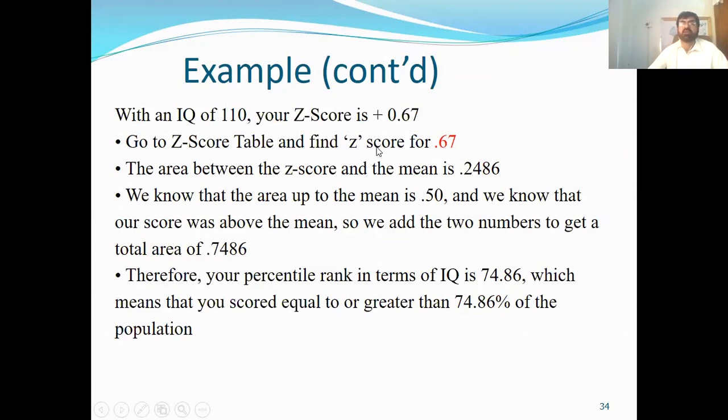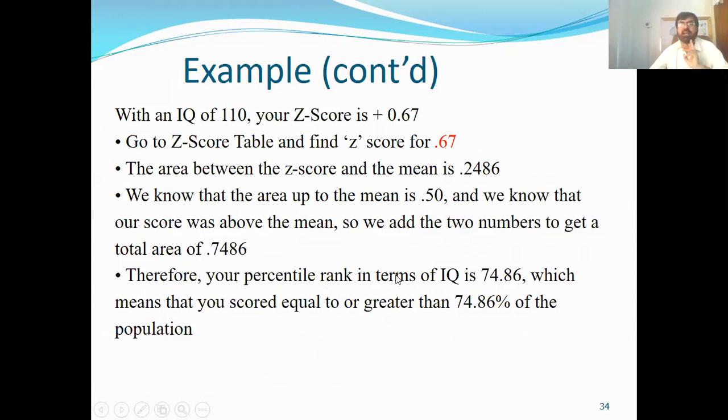Go to the z-score table and find the area for 0.67. The area between the z-score and the mean is 0.2486. This is the area at 0.67 in the table. We know that the area up to the mean is 0.5, and the area above the mean is the remainder. So we add the two numbers to get a total area of 0.7486.